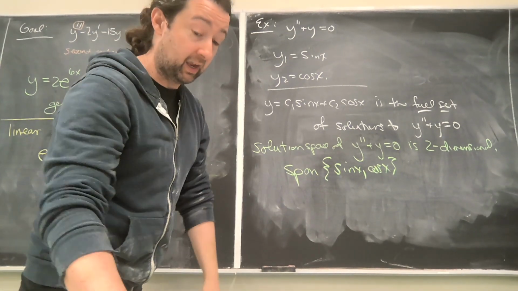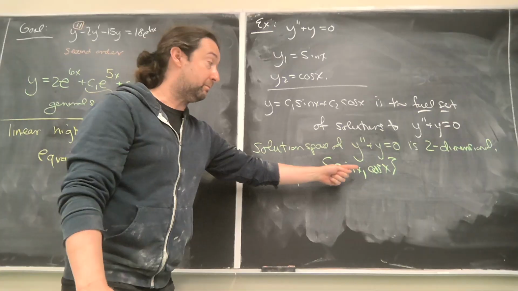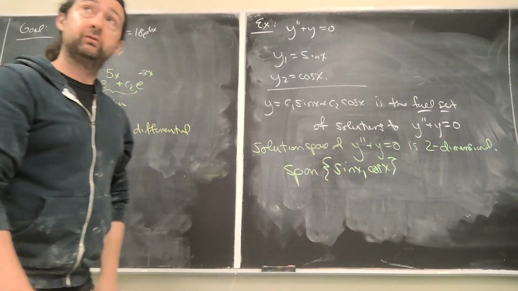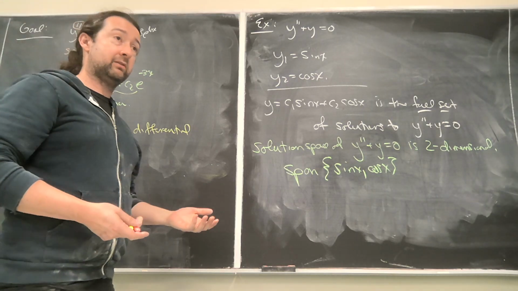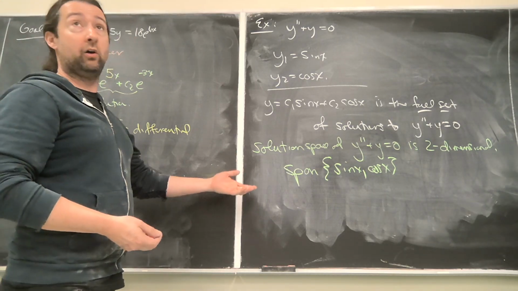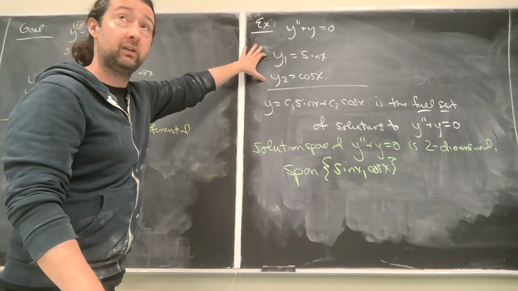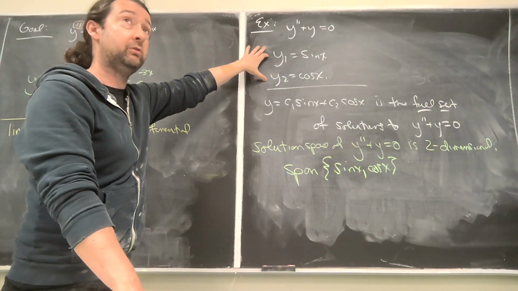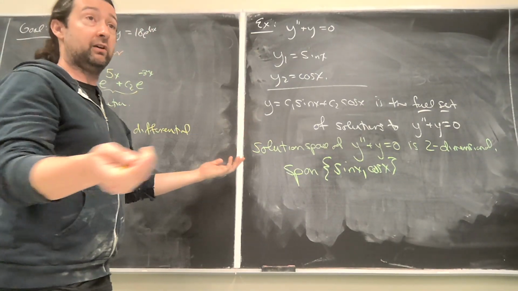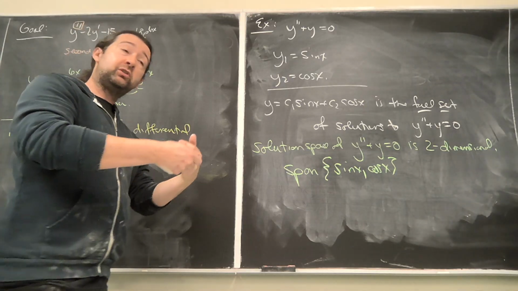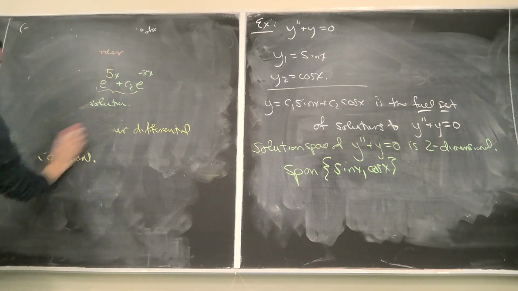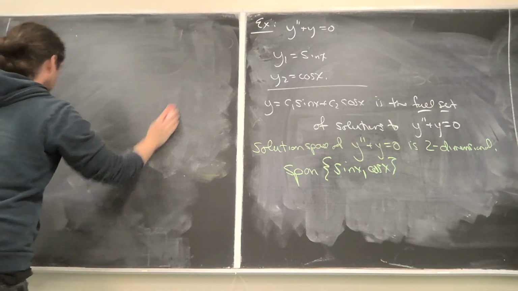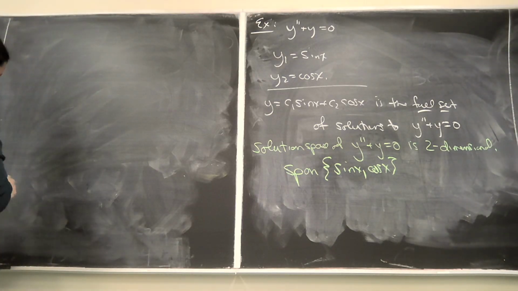Another way of saying that is, I would really like to know that this is a basis for the space of solutions. The problem with all of this is that I need some notion of linear independence that works here. If I'm going to be using these two things to construct my set of all possible solutions, I need to know that I'm not just repeating myself, that I have enough information to describe all of it. So I need a notion of linear independence of functions.